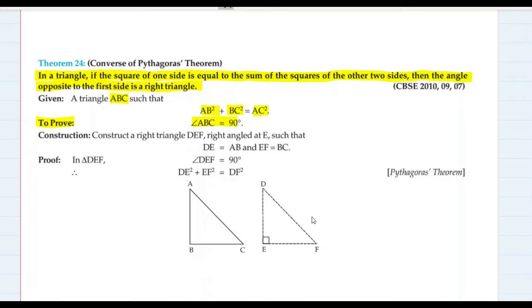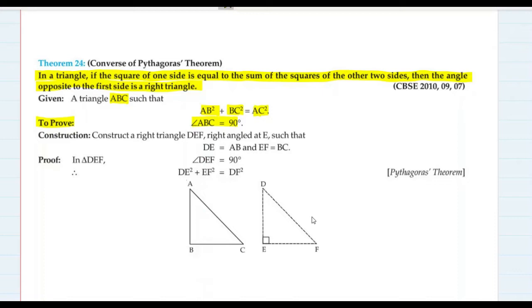Just the converse of our Pythagoras theorem. We have to prove that the triangle is a right angled triangle. In Pythagoras theorem, we have been given that it is a right angled triangle, and we have to prove that the square of the longest side or hypotenuse is equal to the sum of the squares of the other two sides. Here it is given that the square of the hypotenuse is equal to the sum of the squares of the other two sides, and we have to prove that the angle opposite to the longest side is 90 degrees. So there is one very important construction in this converse of Pythagoras theorem.